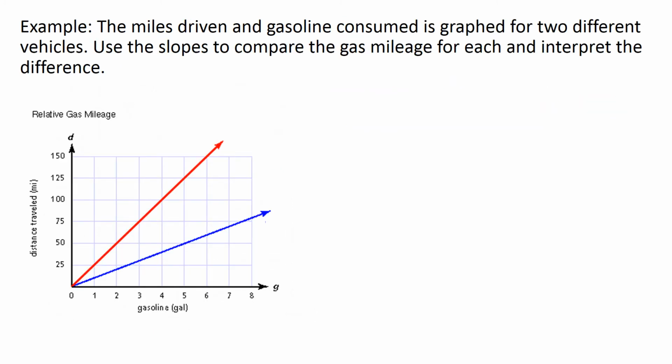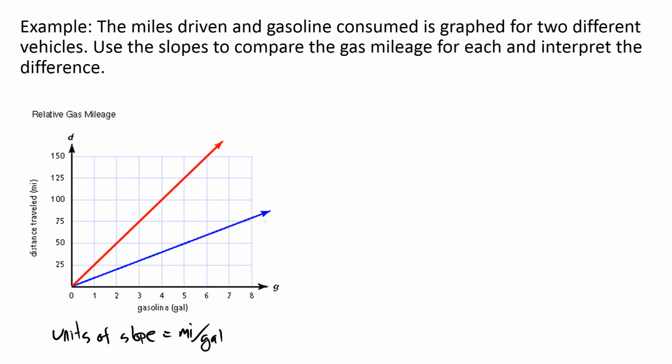So let's do one more example here. The miles driven and gasoline consumed is graphed for two different vehicles, and we want to use the slopes to compare the gas mileage. So let's start by thinking again about the units of slope. The units of slope are going to be the rise, which is miles, per run, which is gallons. So it's telling us how many miles we can drive per gallon of gasoline. These are very American units. In Canada, we'd be using kilometers per liter, but we can still compare just as well using miles per gallon.